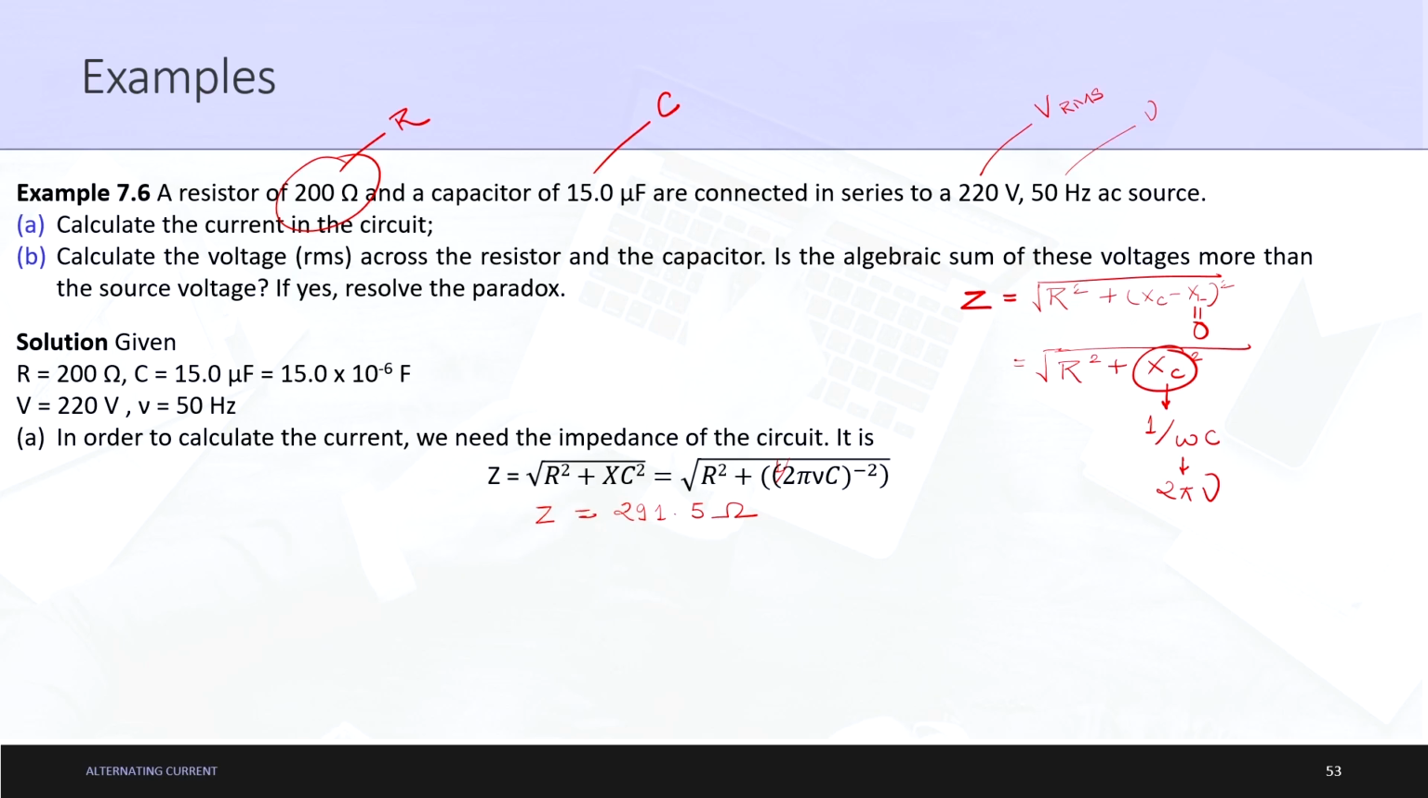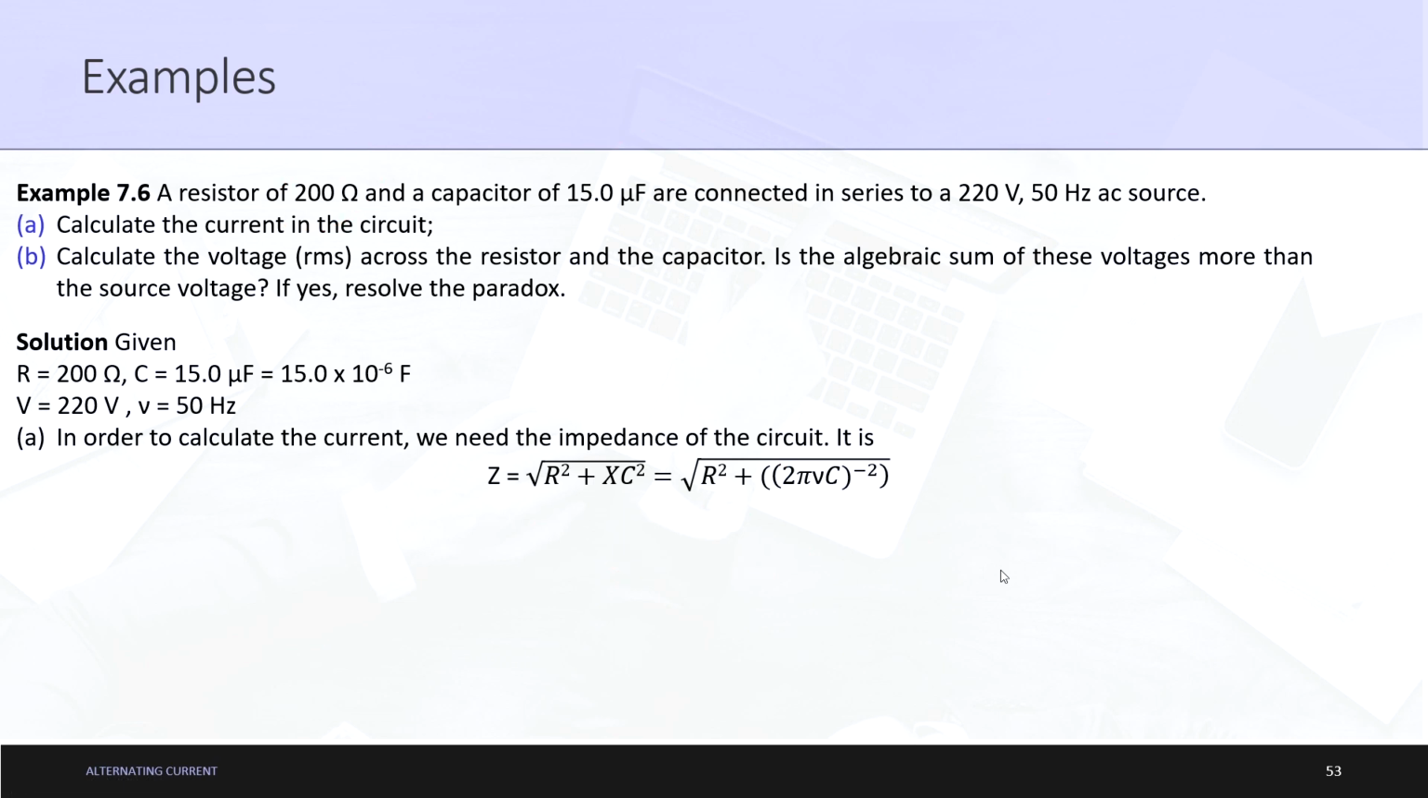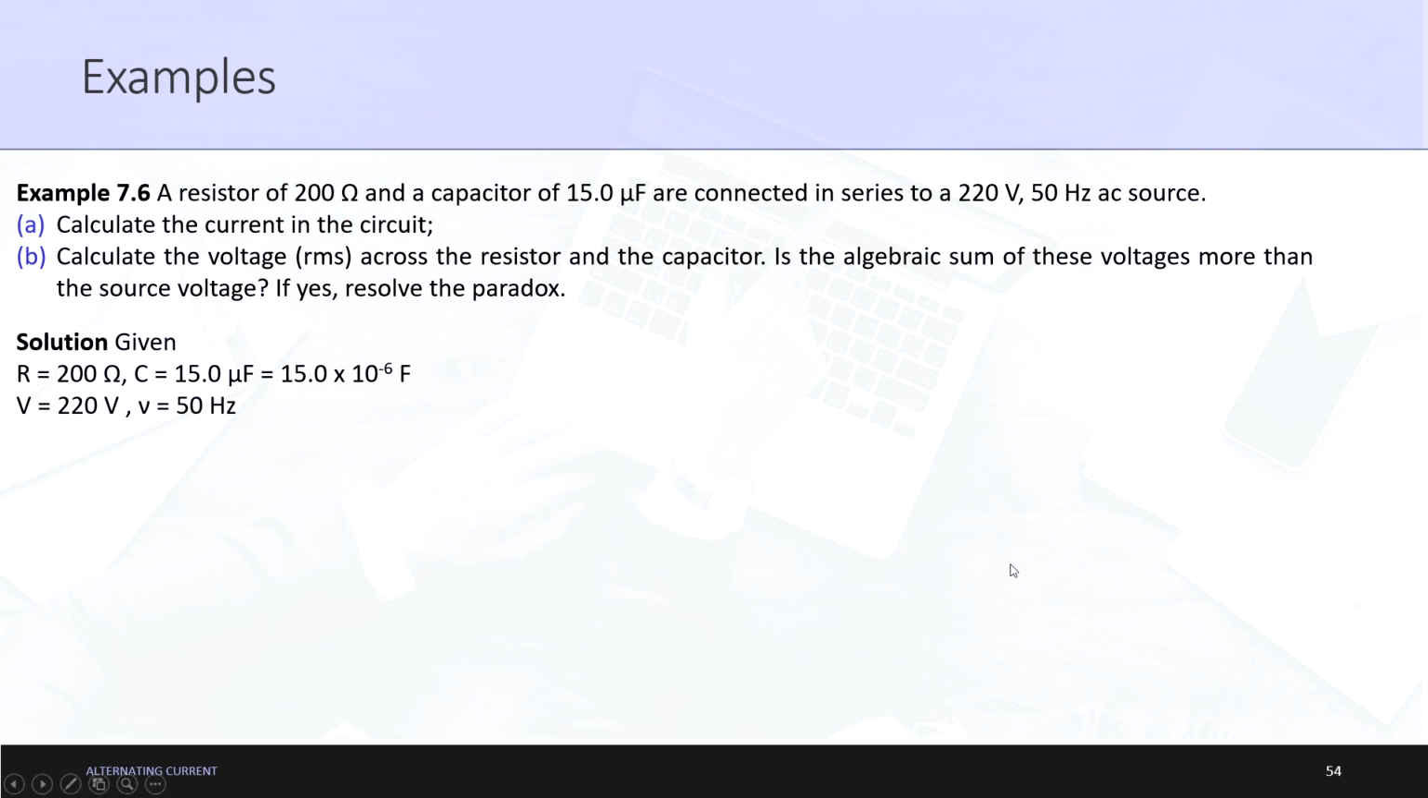After this, the second concept just involves the value of current. As nothing else is specified, please calculate the value of RMS current only. What is the value of RMS current? It is nothing but capital V by Z. As the value is given as 220, it is nothing but 220 divided by 291.5, which is nothing but equal to 0.755 amperes.